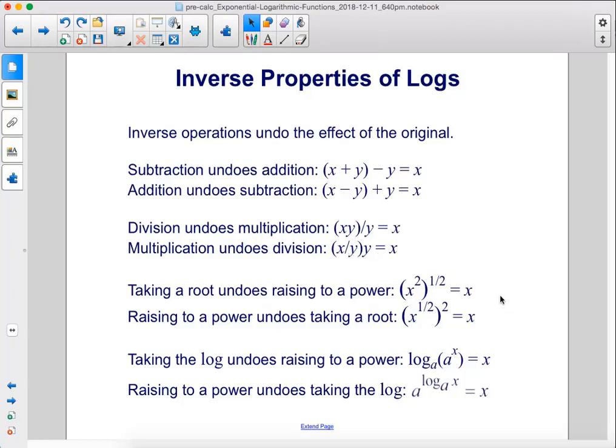Taking the root undoes raising to a power. x squared raised to the 1/2 power equals x. Raising to a power undoes taking a root, so x to the 1/2 power to the 2nd power equals x. Taking the log undoes raising to a power. Log base a of a to the power of x equals x. Raising to a power undoes taking the log. a to the log base a of x power equals x.